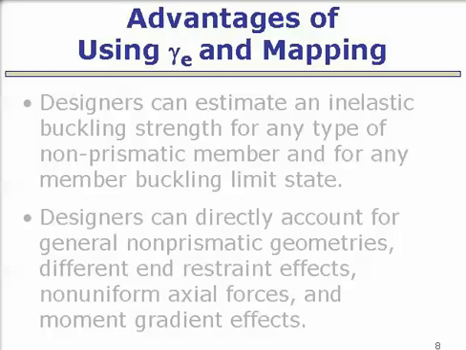There are several advantages of using the gamma sub e parameter with the mapping concept. Designers can estimate an inelastic buckling strength for any type of non-prismatic member and for any member buckling limit state. And also designers can directly account for general non-prismatic geometries, different angle restraint effects, non-uniform axial forces, and moment gradient effects. So basically, by using the gamma sub e parameter, the overall procedure becomes more general.